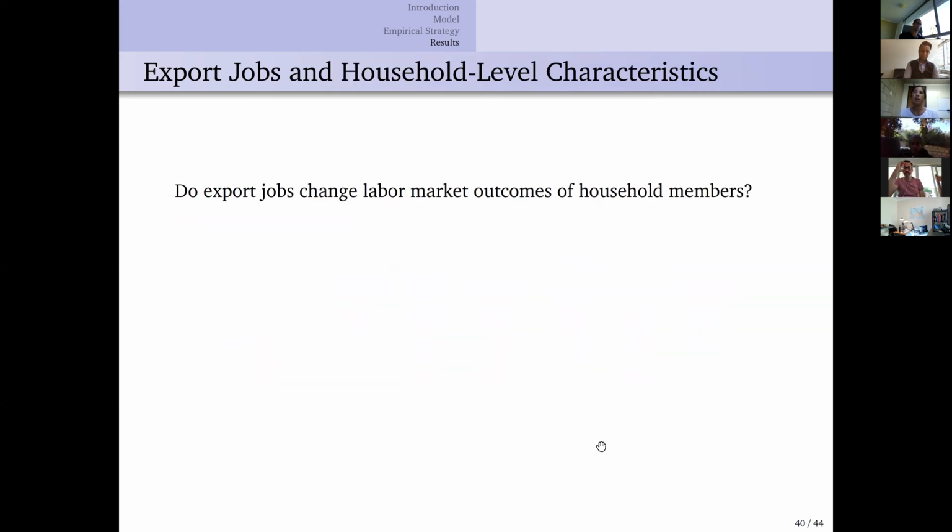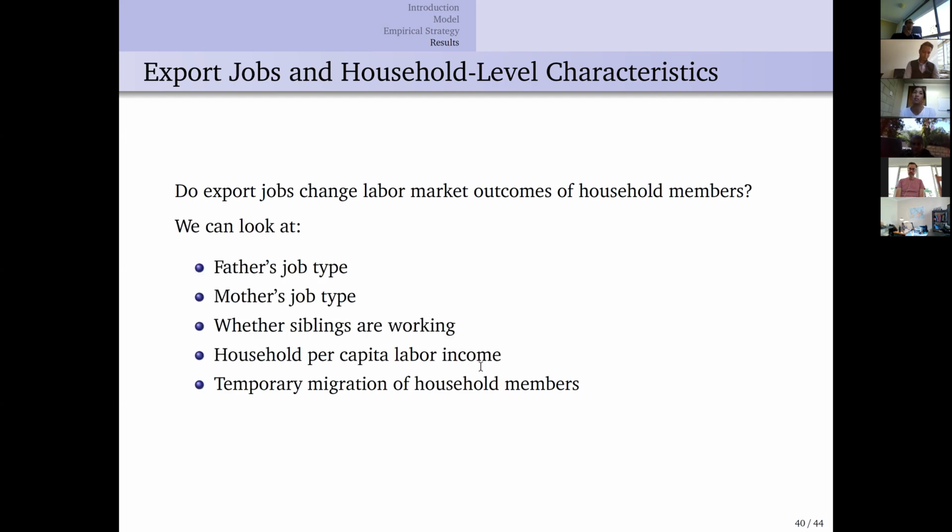But it also could be the case that export jobs change things about individual households. Maybe in areas where export jobs come in, parents are more likely to be hired in these manufacturing jobs, and that might change the way they value schooling, and that might change their schooling decisions. There are ways you can imagine that these export jobs would change the lives of these individuals and therefore change their response to PROGRESA. So a few things that we can look at to test for this.